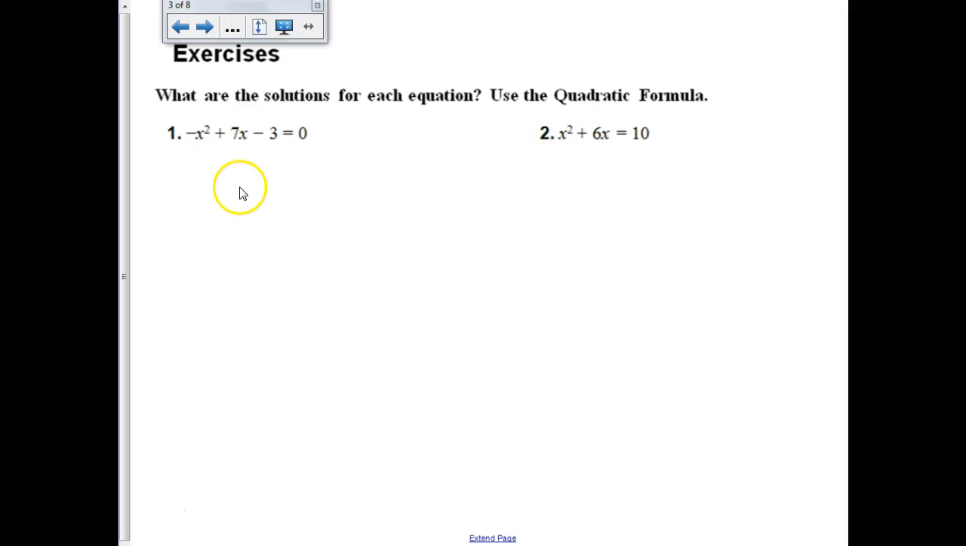So number 1, I want you to find the solutions through the quadratic formula. So I would like you to start by first identifying, is the quadratic in standard form? And it is. So your next step is to identify who your A and your B and your C are. So the A value is a coefficient of negative 1. The B value is a 7. And the C value is a negative 3.